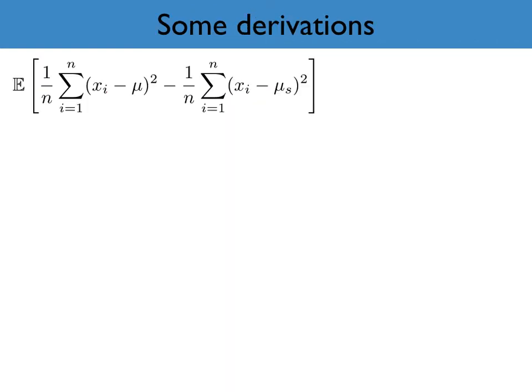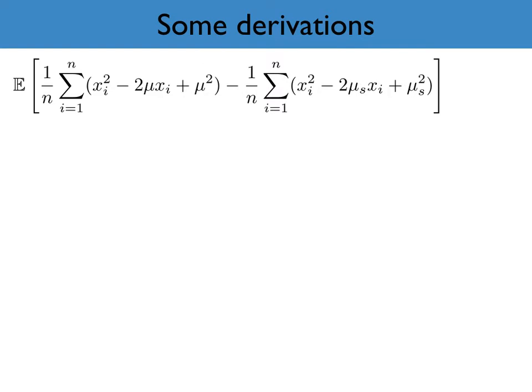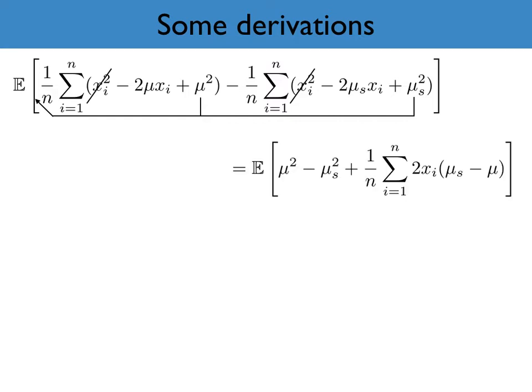We can determine this expectation by performing a few simple manipulations. First of all, we multiply out the two sets of brackets. We then note that the terms in xi squared in the two sums cancel, and that we can take terms that do not depend on the dummy index of the summations outside of the summations. When this is done and the two summations are combined, we thus end up with the relatively simple expression shown here.